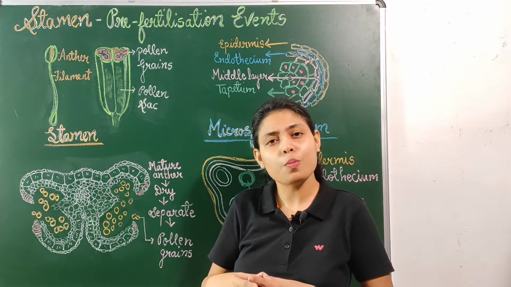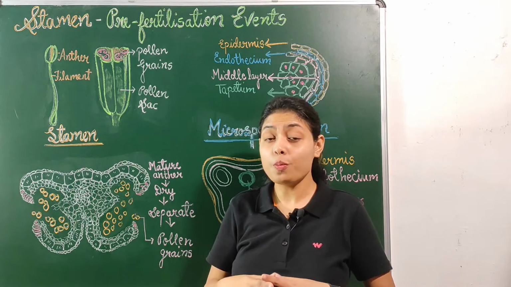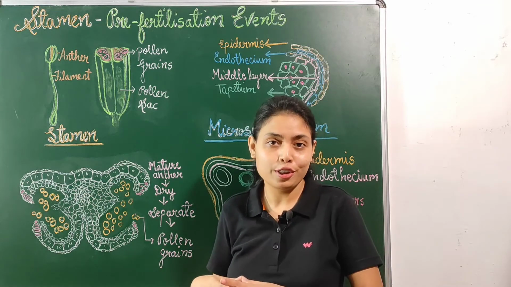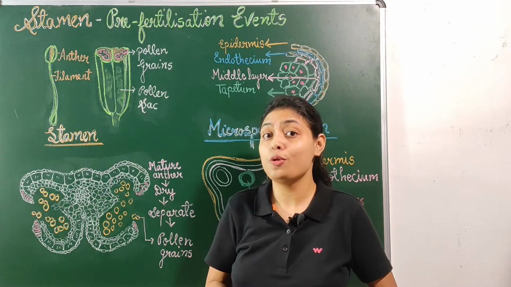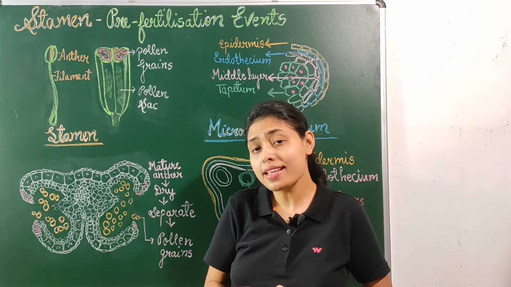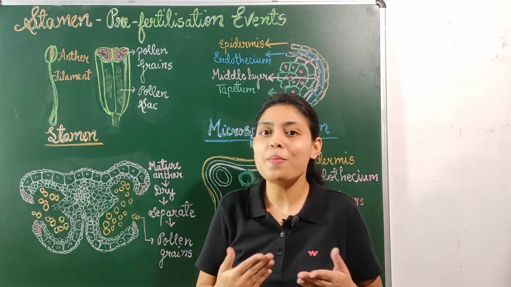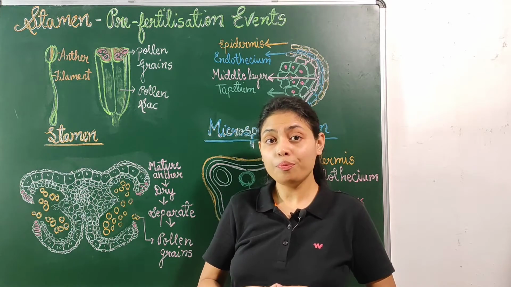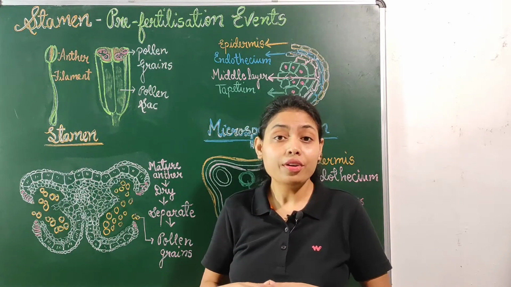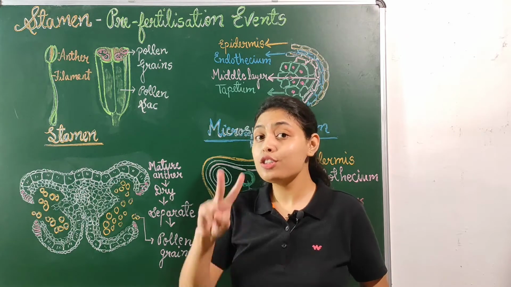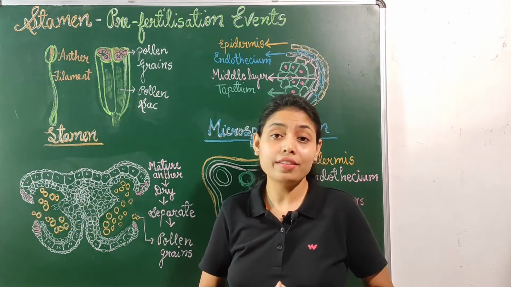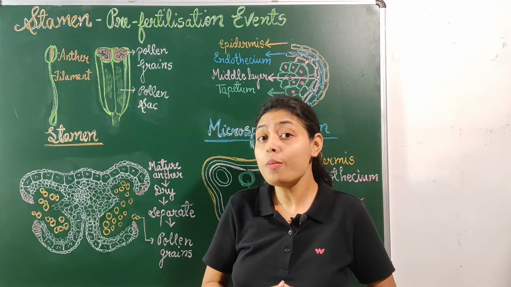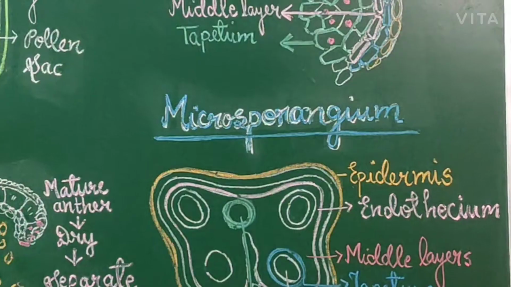Now, what is microsporangiate tissue? Microsporangiate tissues are special tissues which further develop into pollen sac. And what is pollen sac? Pollen sac is that place where the pollen grains are produced. So, we know that anther has two lobes and one lobe has two theca. How many total theca are there? 4 theca. So, there will be 4 microsporangia.